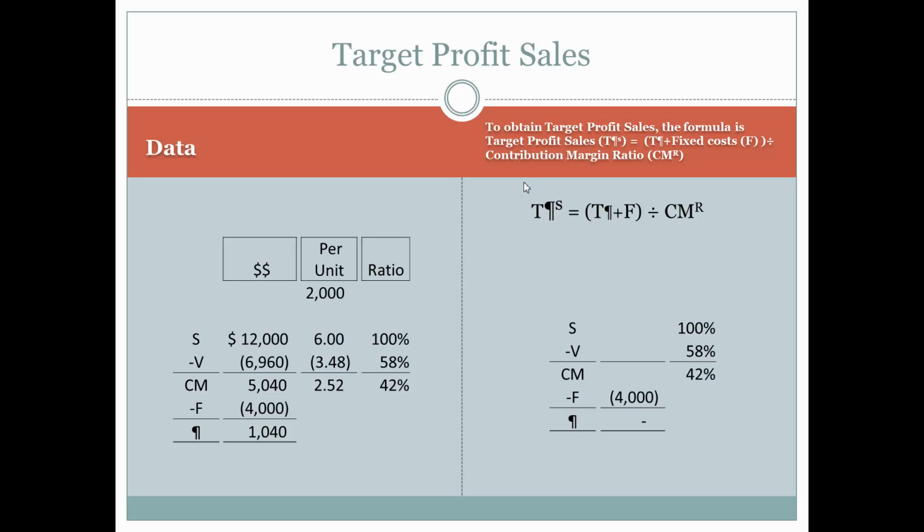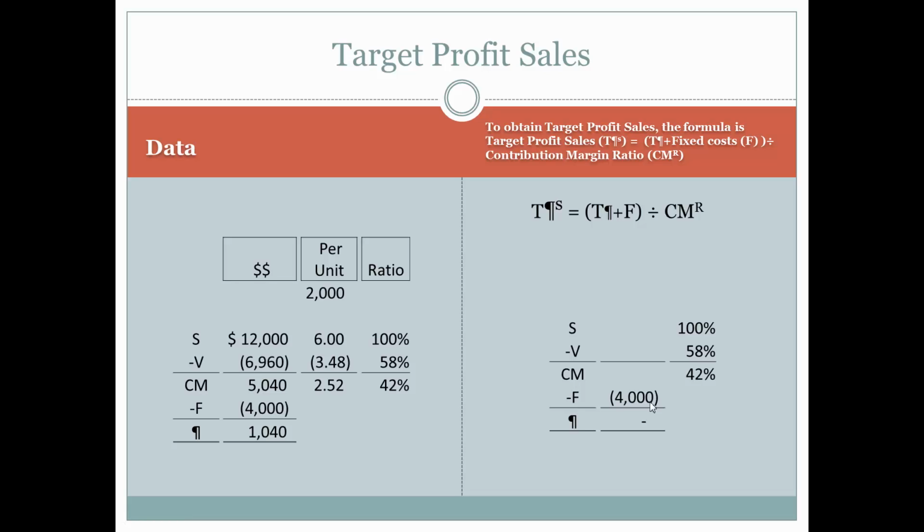To obtain target profit sales, the formula is target profit sales, which we are going to use as this abbreviation, equals target profit plus fixed costs, using F as the abbreviation for fixed costs, divided by the contribution margin ratio. So the target profit sales will be equal to the target profit you hope to achieve plus the fixed expenses that you have, divided by the contribution margin ratio. The contribution margin ratio is 42% in our example. And our fixed expenses are $4,000, and we hope to yield a $2,000 profit.